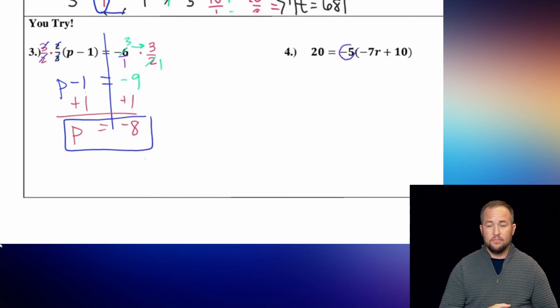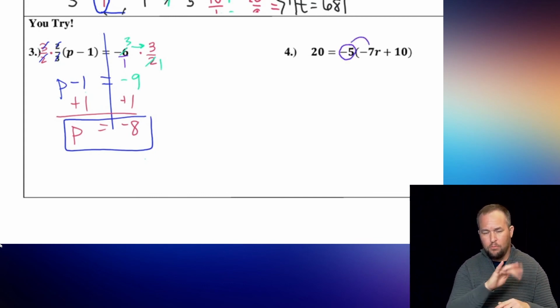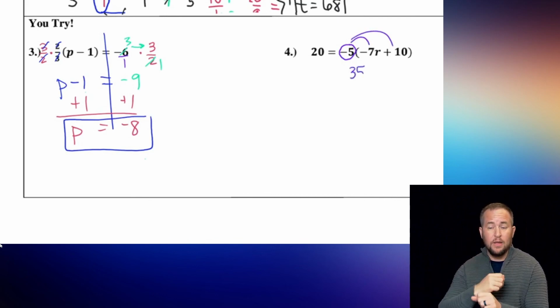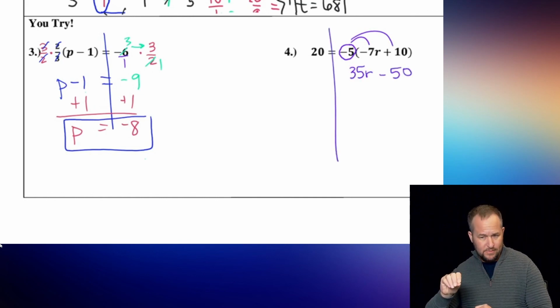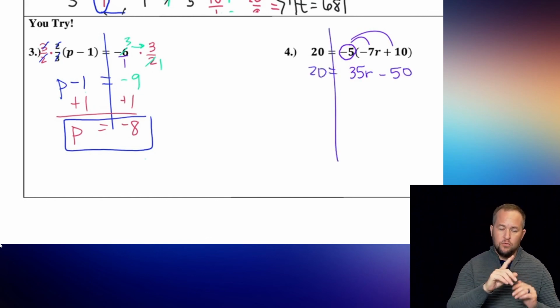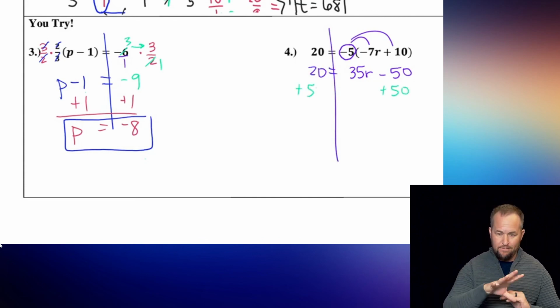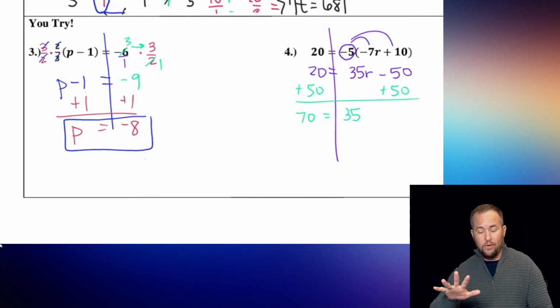Okay, because I worked that last one dividing, really, but it's multiplying by the reciprocal. This one I'm going to distribute. So now I get a positive 35r. And then minus 50 on that side. This side just still has the 20. And then I'm going to add 50 to both sides. So now I get 70 equals 35r.